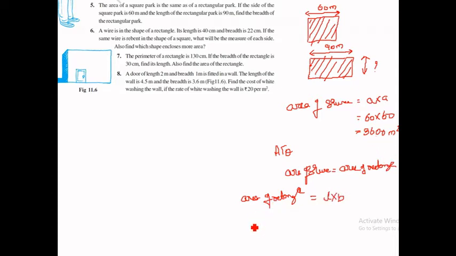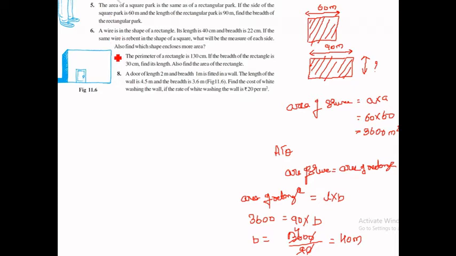Now what is the area? That is 3600, and that is equals length into breadth. Length is given as 90, and you have to find out the breadth. Next, B equals 3600 divided by 90. So 1 zero cancelled. This will be 4, so this is nothing but 40 meter. So breadth of this rectangular park will be 40 meter.